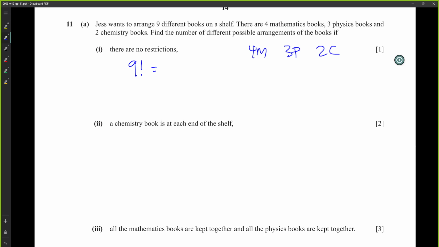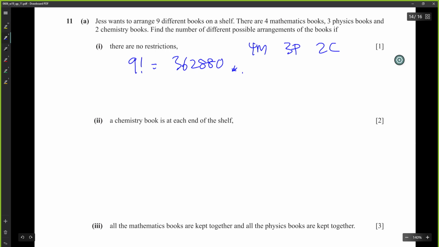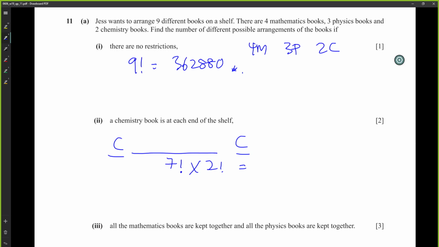And where's my factorial sign on this calculator? Yeah, I found it. So 362880. Okay, arrange 9 books with no condition is 9 factorial. Next, a chemistry book is at each end of the shelf. So 2 chemistry books must be at the ends. In the middle we still have 7 books, right? So the middle will be 7 factorial, because the 7 books you need to arrange among themselves is 7 factorial. And then both chemistry books can swap places among themselves, right? 2 factorial. So it's just 7 factorial times 2 factorial.